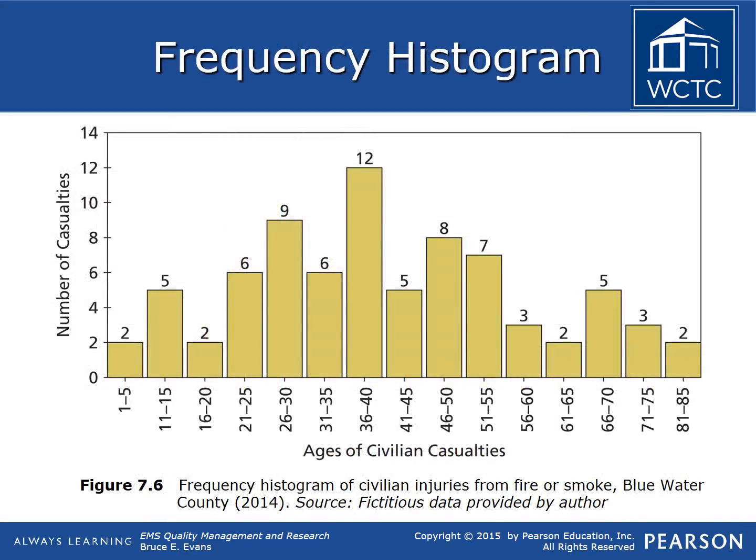This is another histogram related to the number of civilian casualties due to fire or smoke based on age. As a note, the histogram itself uses the word casualties, yet the citation states injuries. This could be confusing to a reader as the two terms describe different outcomes. When producing your charts, it is important to make sure your terminology is consistent between any labels and headings provided.